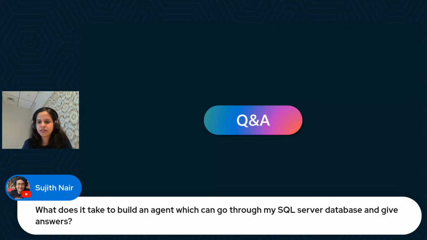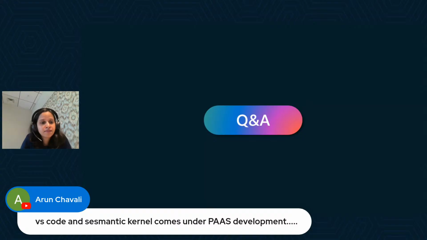The next question I can see is whether VS Code and Semantic Kernel come under PaaS development. Semantic Kernel in itself is an open source framework, so it's something you could use anywhere. It's not like Semantic Kernel can only be used on Azure. If you've heard of CrewAI, LangGraph, or LangChain, Semantic Kernel is just like that. So I would say it comes more under just an open source framework, which you could also use on IaaS. You can just spin up a VM and put your code there. Like you saw, it is just code in Python or .NET that you can put anywhere.